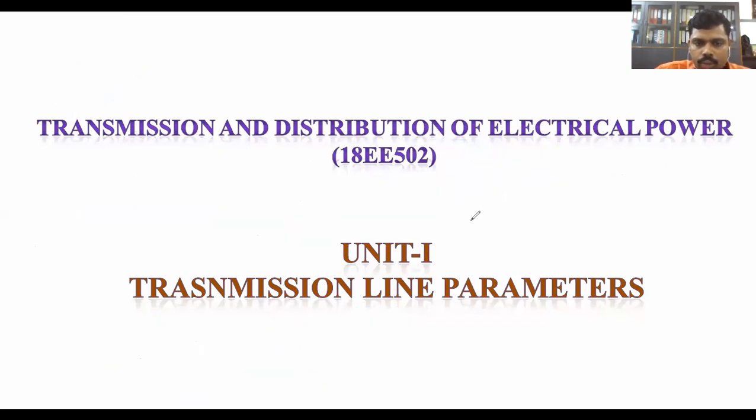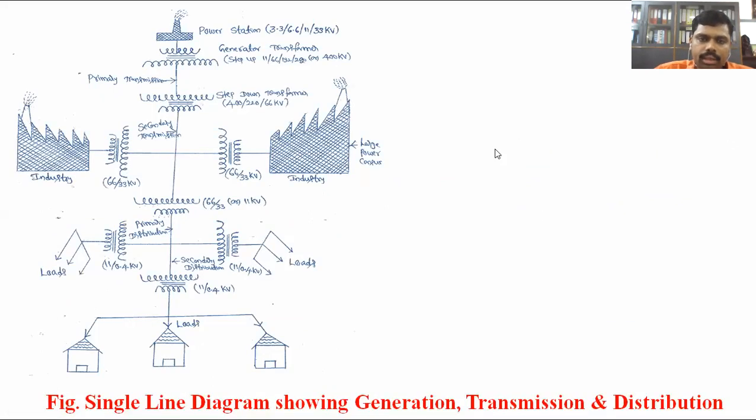In the first unit, we are going to study the transmission line parameters. That is, we discuss resistance, inductance, and capacitance. For single phase, what is the effect? For three phase, what are the effects? And three phase is again classified into two types: one is the symmetrical system, another one is the unsymmetrical system.